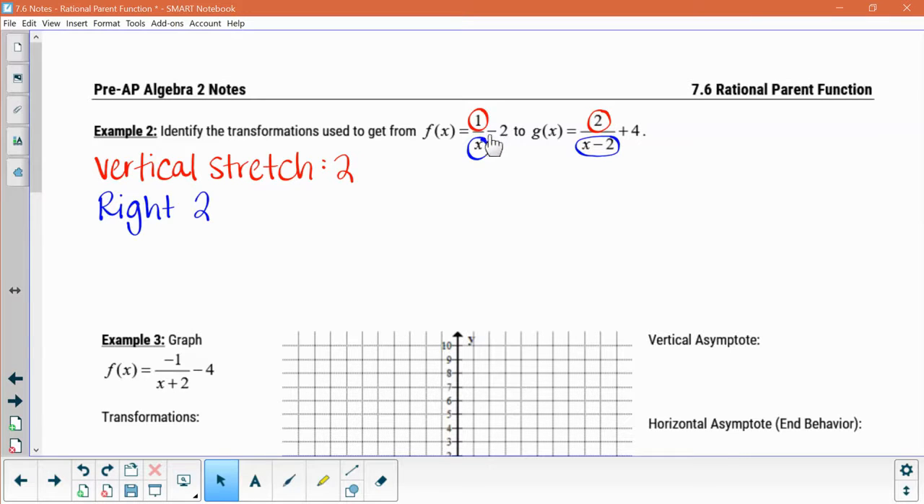And my -2 and +4 changes. Remember, if you have a -2 here, that means you're starting at y equals -2 and you're ending up at y equals +4. So in order to get from -2 to +4, I have to go up 6. And these are my 3 transformations from f of x to g of x.